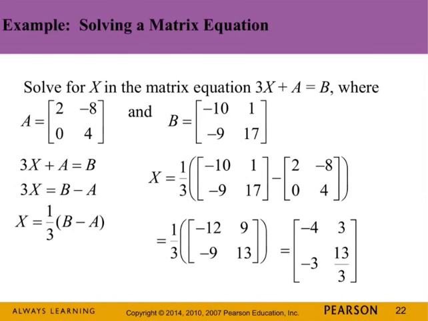We were given 3x plus a equals b. Subtract a on both sides, so we get 3x equals b minus a. And we don't really divide by 3, but we multiply both sides by a third, right? So if we multiply both sides by a third, we got the same thing. Then we plugged in our matrices and then did the arithmetic, and we got the same result. Okay.